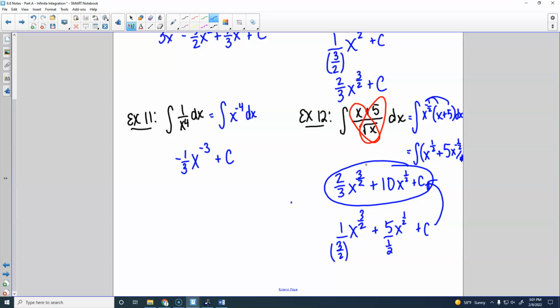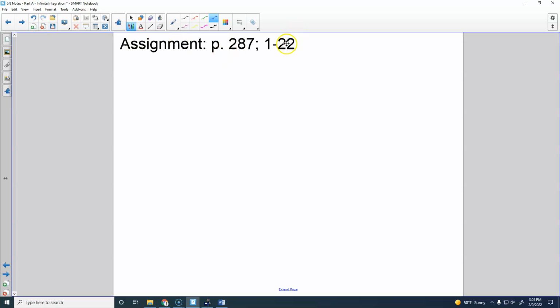Okay, questions? All right, I want everybody to try to do at least the first 5 problems. Those are odd, right? That's it? No, you're doing all of them, 1 through 22. But these should be fast. This is like power rule. It should be ones that you can do pretty quickly.